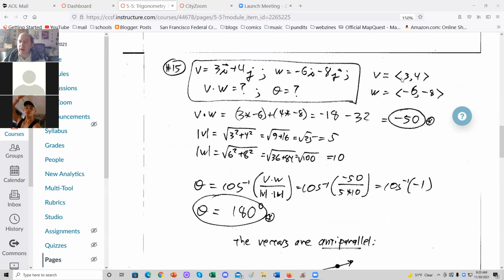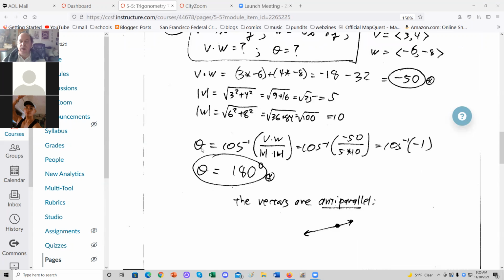The length of V is the root of 3 squared plus 4 squared, which works out to root 9 plus 16, root 25, or 5. The length of W is the square root of negative 6 squared plus negative 8 squared, which is 36 plus 64, root 100, which is 10.